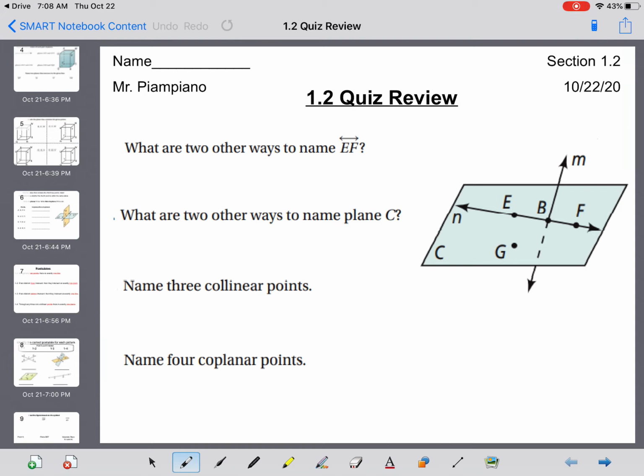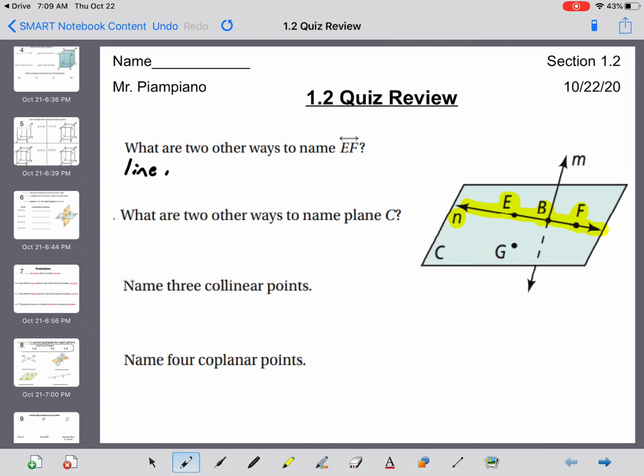All right, it says, what are two other ways to name line EF? Line EF is right here. I see point E, point B, and point F all on that line. They also designate this line as line N. Okay, so there's a few ways you could say it. I'm going to show you a few options.